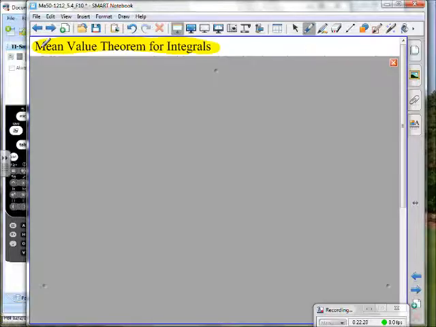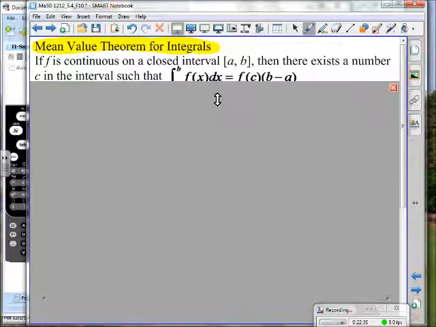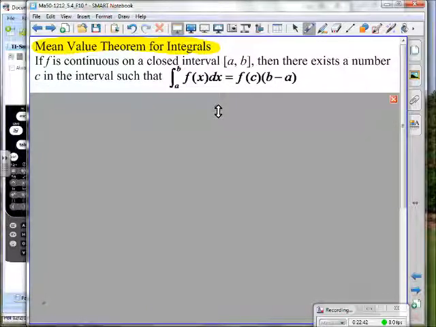We're looking now at the mean value theorem for integrals. Let's see what it says. Our good old function is continuous in a closed interval, a, b. It says, then there exists a number c in that interval such that.